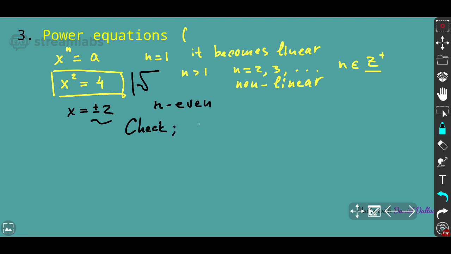Let's plug positive 2, so 2 squared is 4, that's okay. And let's plug negative 2, so negative 2 squared. Negative 2 squared is by definition negative 2 times itself. So you multiply negative 2 times negative 2, and that will give you 4. In this case, you understand that negative 2 also works.